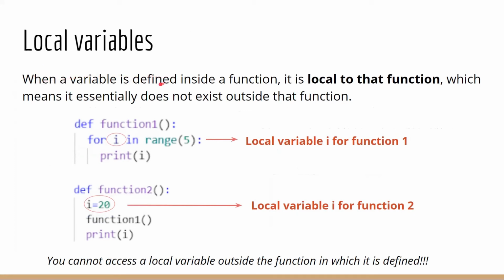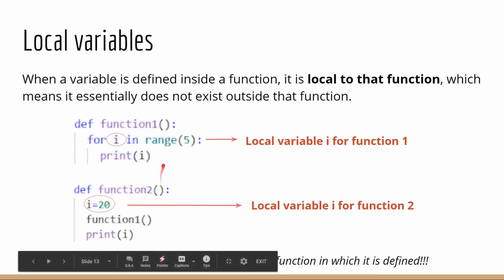Basically, when a variable is defined inside a function, it is called local to that function. So it is a local variable. This means that it does not exist outside the function. So basically, if we try to access that variable outside the function, we will get an error. See here, we have a function called function1 in which we have a for loop and we have the variable I defined in here. This I is a local variable for function1. Now, if we would try to print I outside this function, of course, we would get an error.